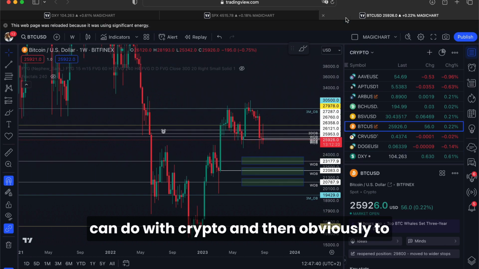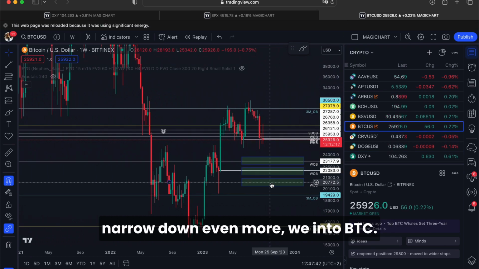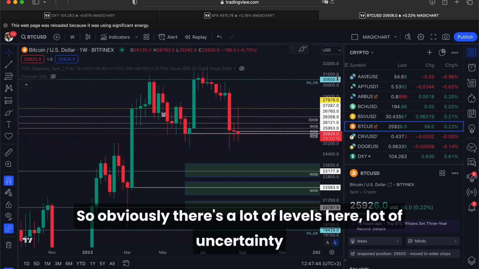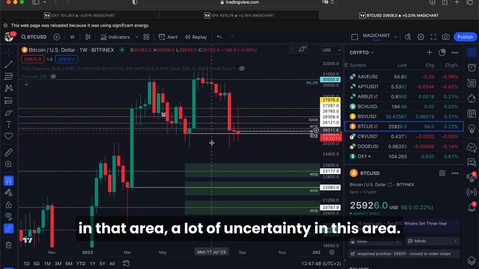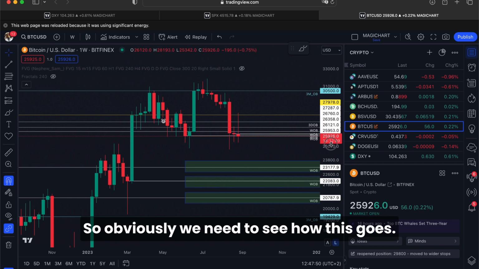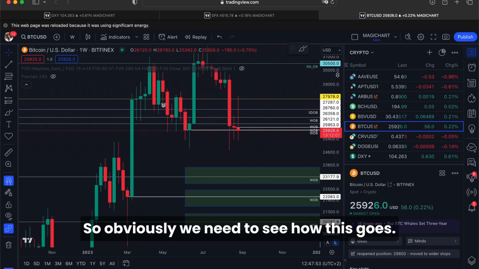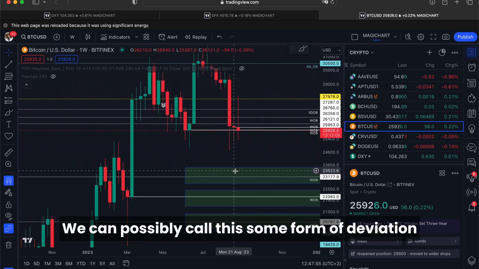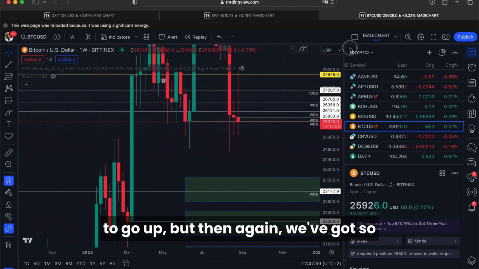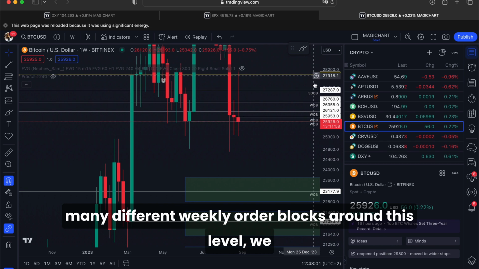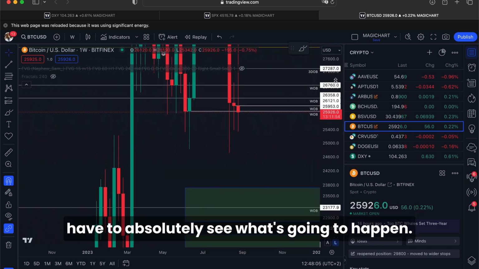And then obviously to narrow down even more, we go into BTC. There are a lot of levels here, a lot of uncertainty in this area. So yeah, we need to see how this goes. We can possibly call this some form of deviation to go up, but then again, we've got so many different weekly order blocks around this level. We have to see what's going to happen.